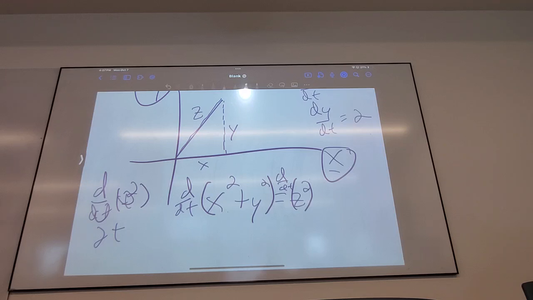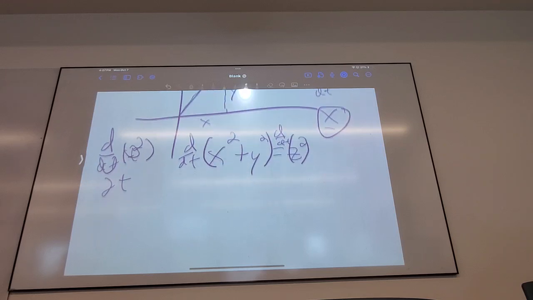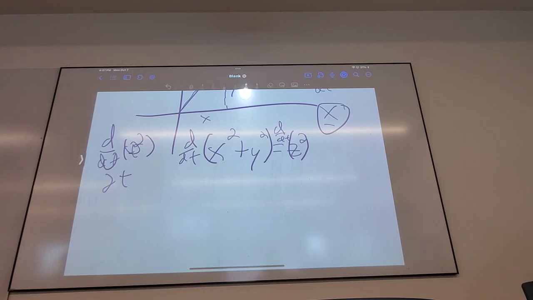Is the inside just t? No. I really want you guys with me. Some of you look as tired as I am. I'm sorry. So what is d by dt of x squared? Is it just 2x? That's a good start, yes. Because the derivative of x squared is 2x times dx with respect to dt. Plus. So what's the derivative of y squared? 2y.